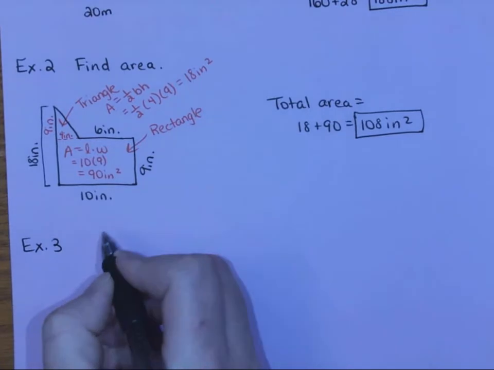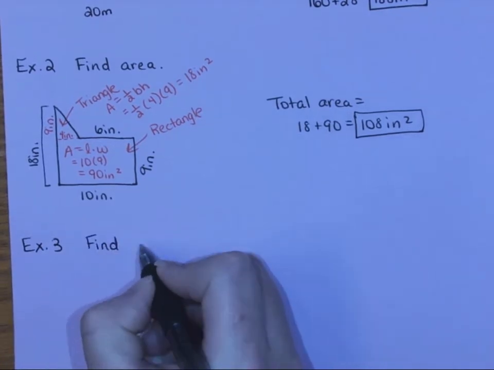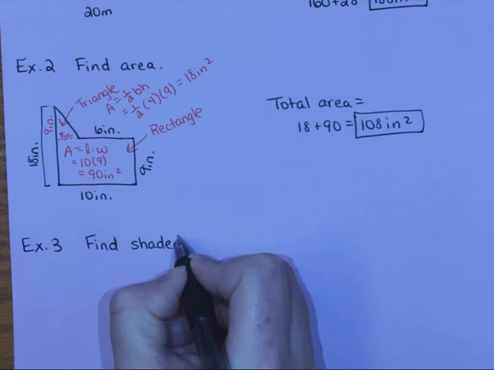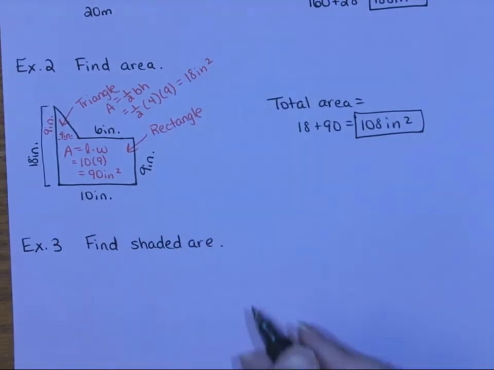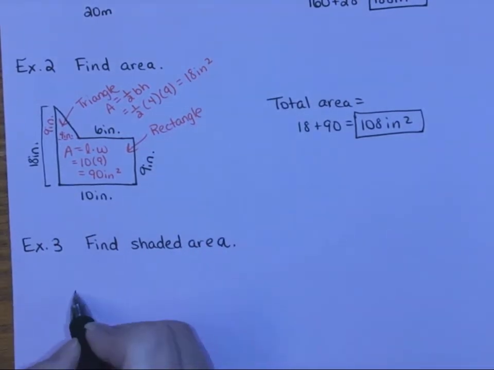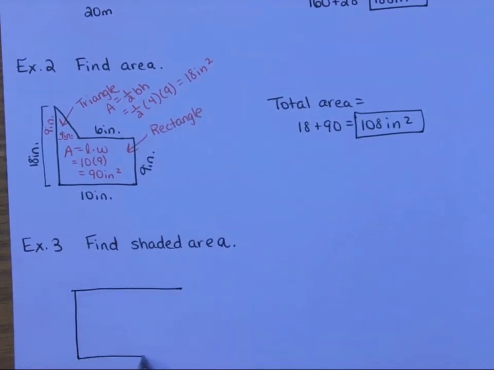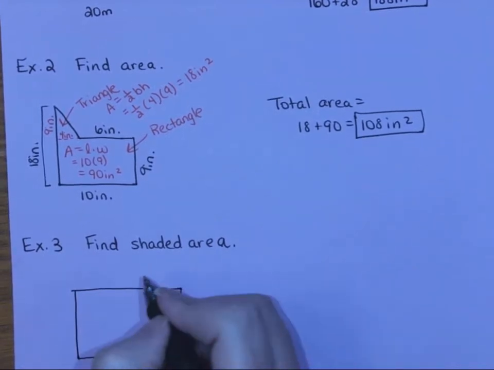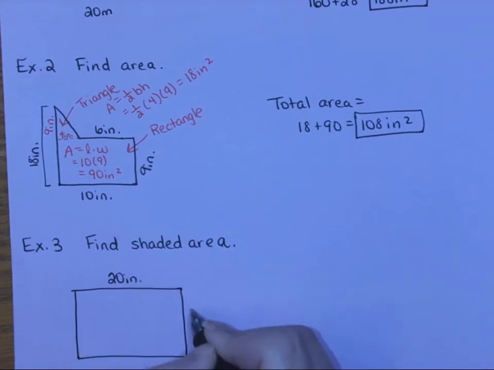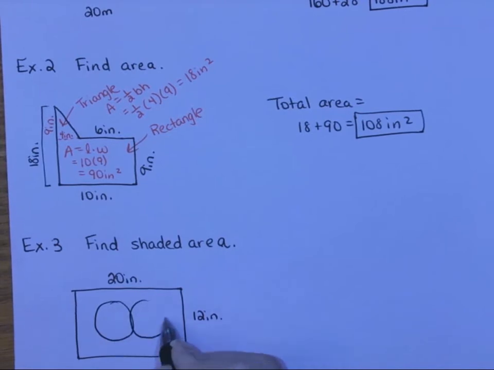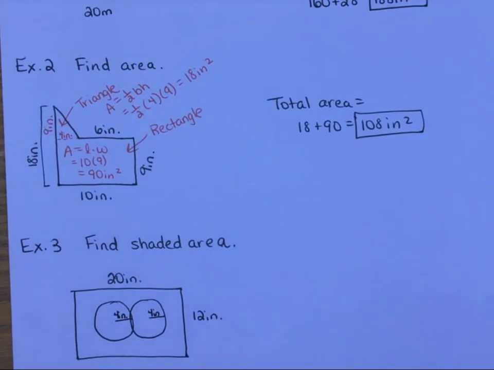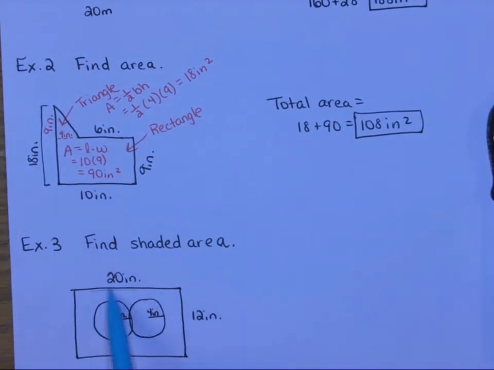And then the last type of problem that you might have, maybe not these shapes per se, but you might have a problem where you're asked to find the shaded area. So let's look at this. So maybe you have a rectangle that is 20 inches by 12 inches. And then you are told that the radius of this circle is 4 as well as this one. But you're asked to find the shaded area.